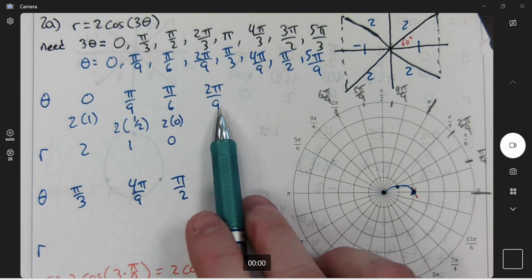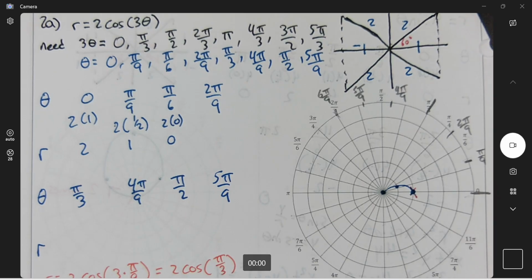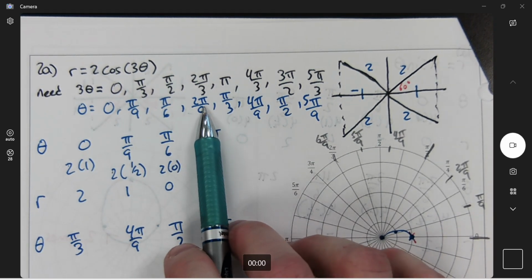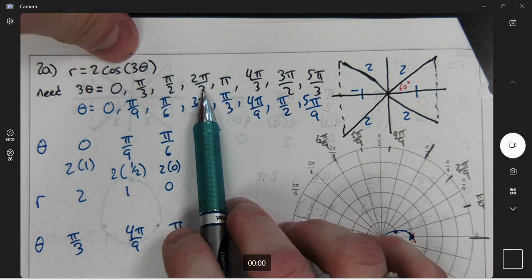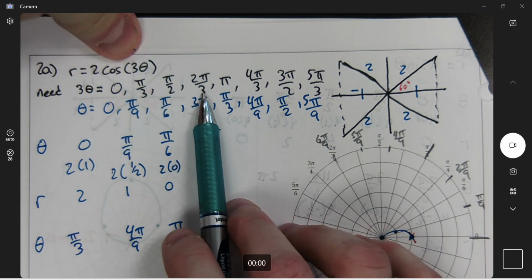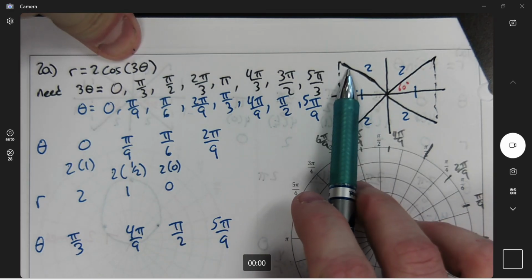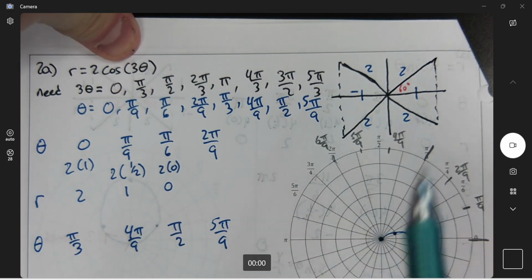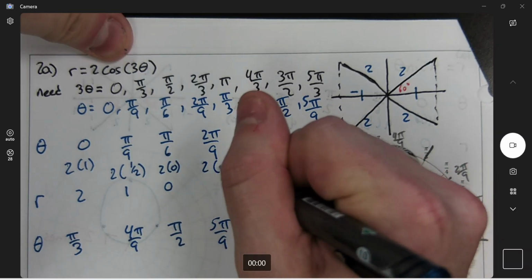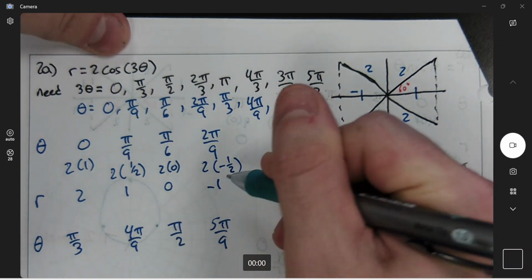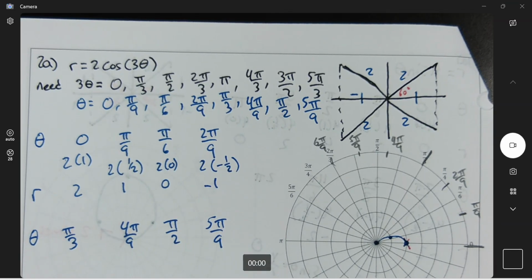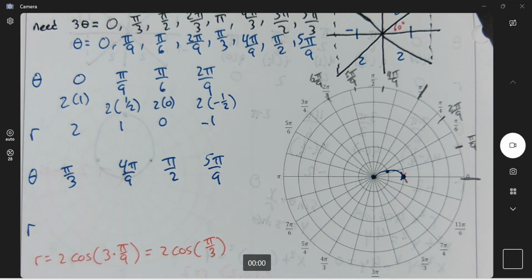Now let's get 2 pi over 9 on here. If you input 2 pi over 9, it's equivalent to evaluating cosine at 2 pi over 3. That's here. Cosine here is negative 1/2. So I have 2 times negative 1/2, which gets me negative 1. So I'm going to go to my 2 pi over 9 mark. I know it's an estimate, but we're going to go to that mark.